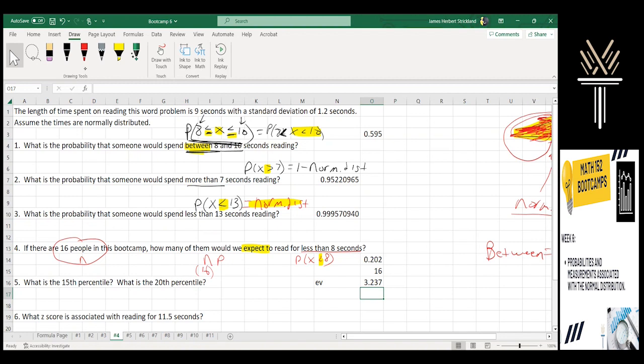Now, could they have said how many people would be between two measurements? Yes. If I knew I had 20 people, that's my n, I could just times those together and I would find out how many people would be between measurements 8 and 10. But if they tell you how many people would have the middle 30%, that is your percentage, that is your P. And so in that kind of case, it would be nice, they're giving you the P.